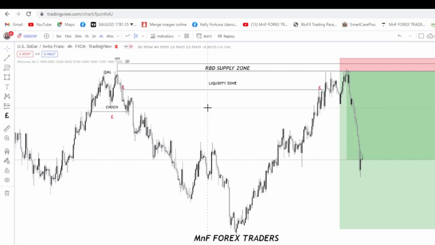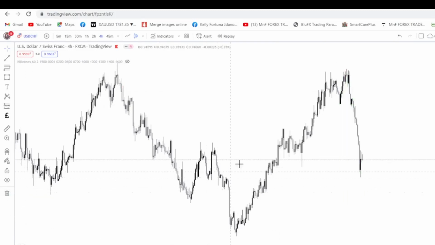So I'm here with a trade breakdown of USD Swiss, an absolutely beautiful trade that we took last week. Let me just show you the breakdown and everything else. Let me go ahead and delete the chart so that we can start from the beginning.